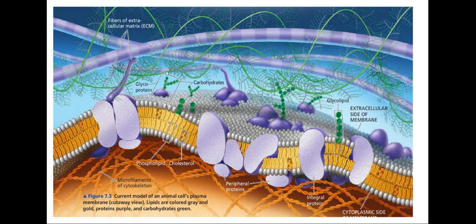And then you can also see these glycoproteins and glycolipids, which are molecules on the outside. They basically accept food molecules and other molecules and put them inside the cell, and make sure that these food molecules actually come to the cell.